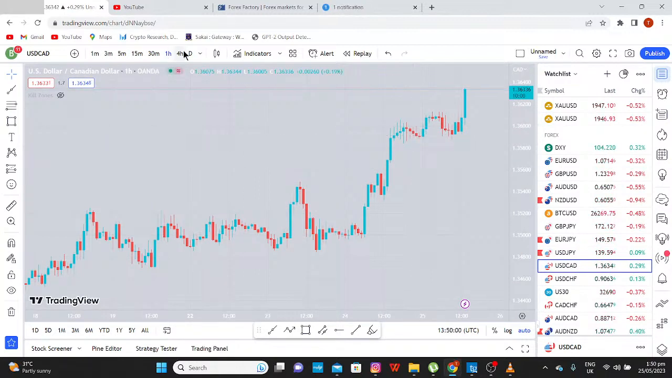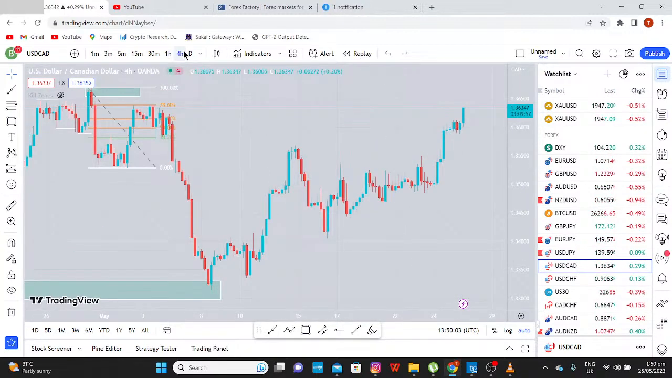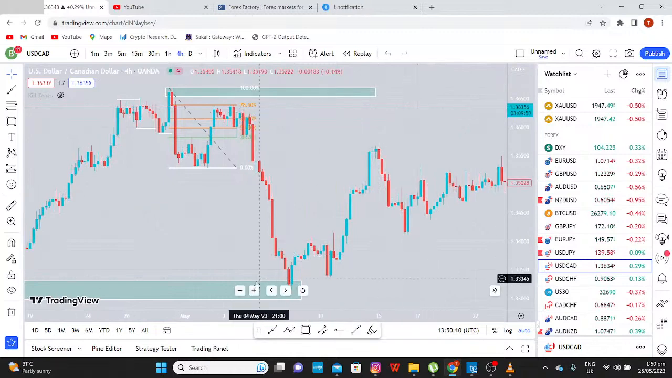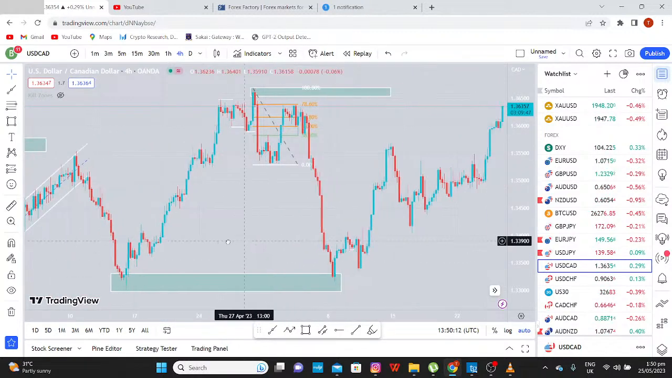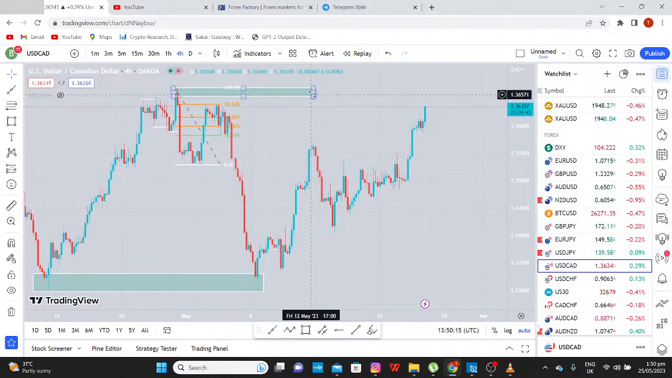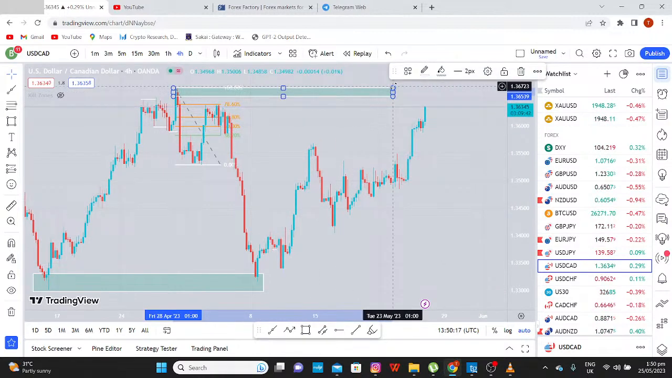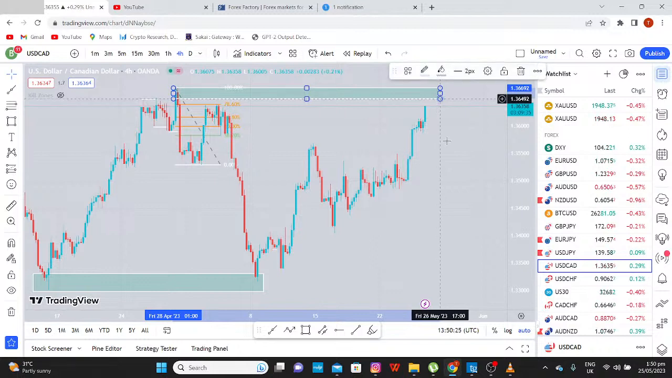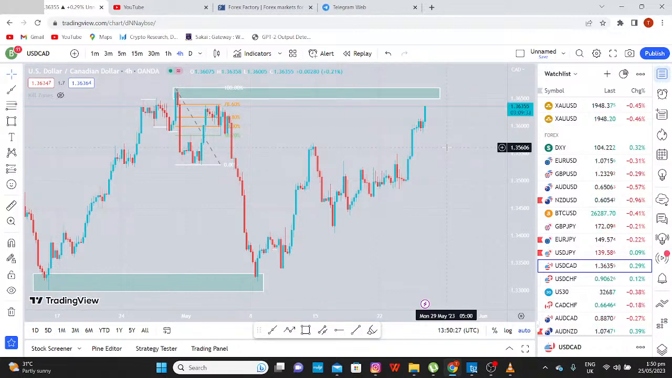Okay, USD CAD. Good statement here. All right. So similar thing on USD CAD. Not a bad trade setup.